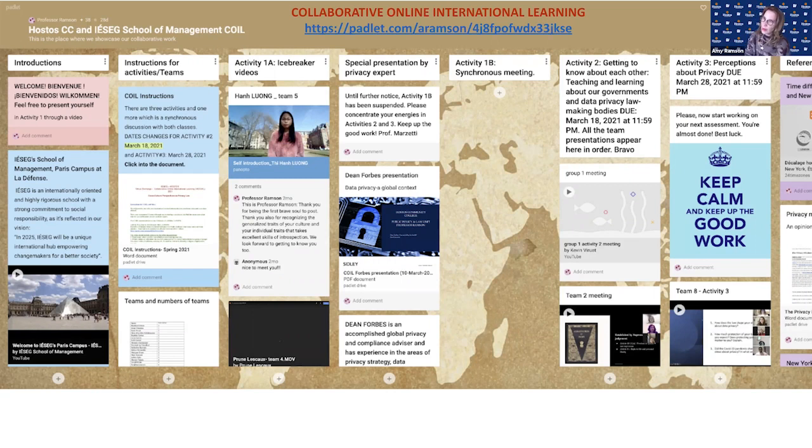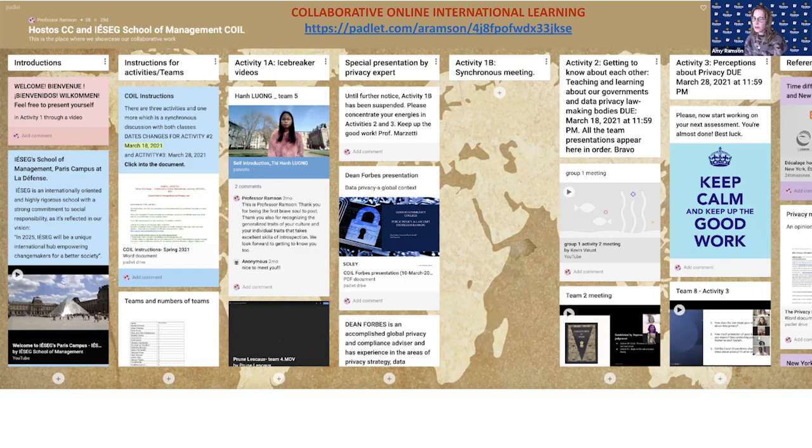So two students from my class at Hostos and two students from the Paris class did each of the activities together. So they were group one, they were group two, and what they did was they taught each other about government, our government. We learned about their government, and then we learned about their privacy laws, and we taught them about ours. And then the third one was a conversation where they had to speak about their perceptions of the laws, whether it really affected them or not. And that also turned out to be a wonderful experience.